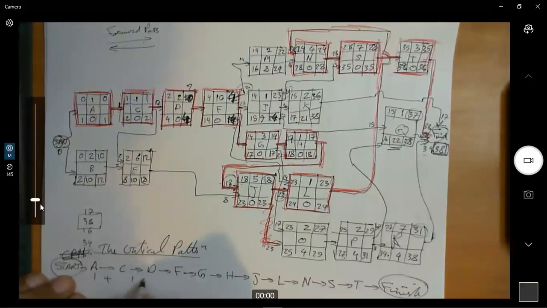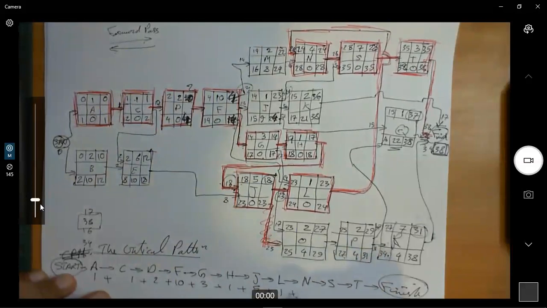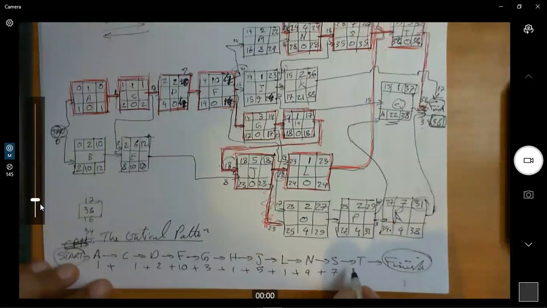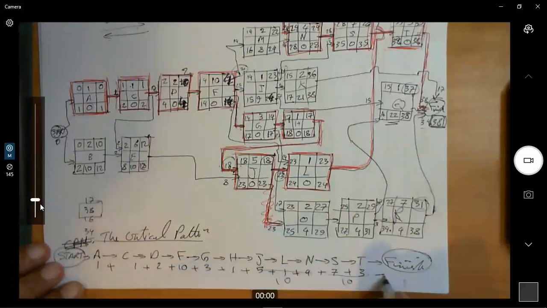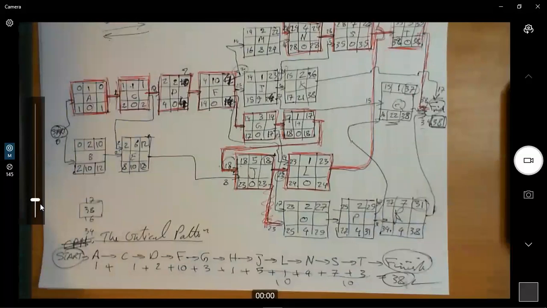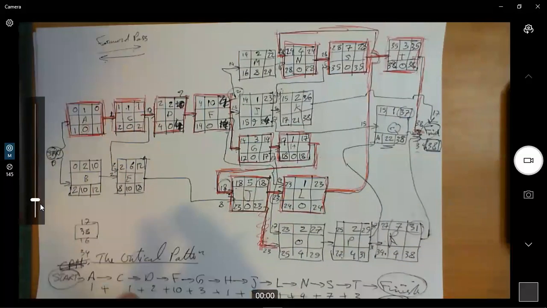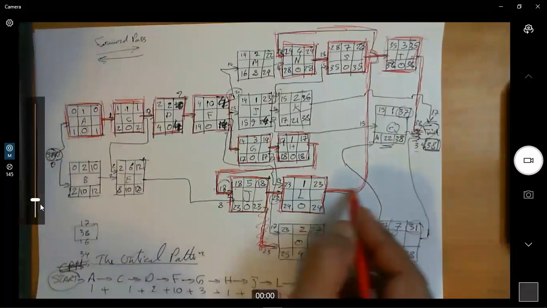Plus 1 plus 2 plus 10 plus 3 plus 1 plus 5 plus 1 plus 4 plus 7 plus 3. So here we have 10, here we have 10, 38 exactly. Yes, correct. Okay, that means only those activities that are bordered in red are critical activities.